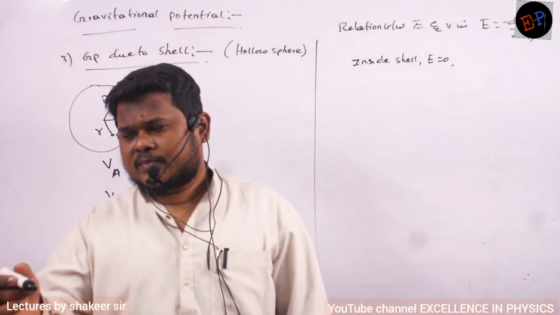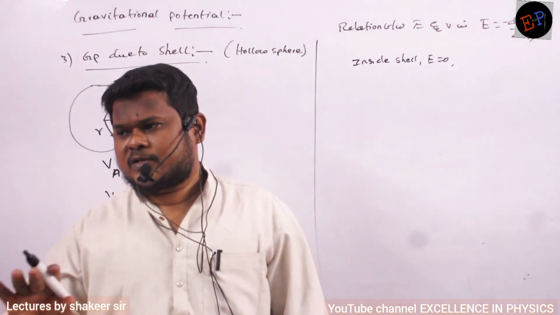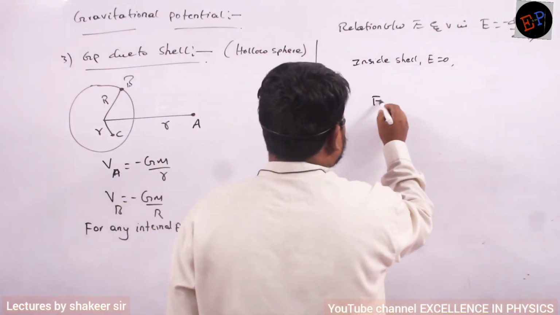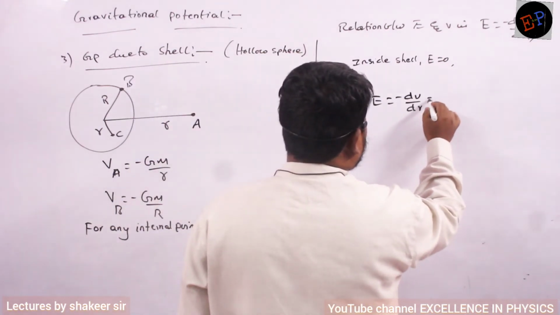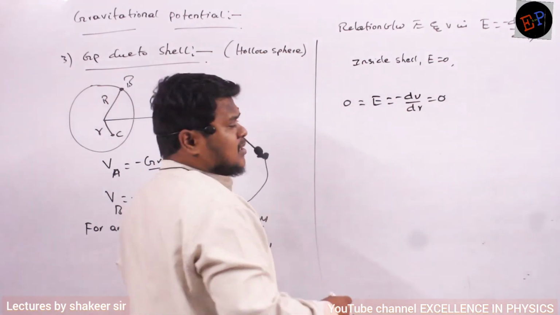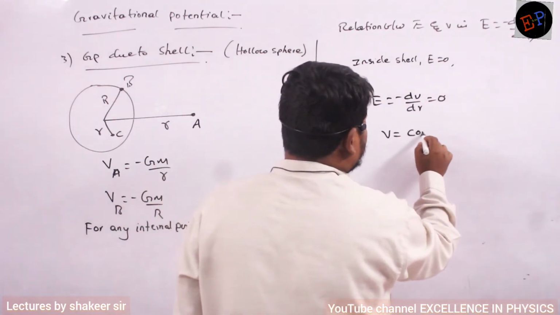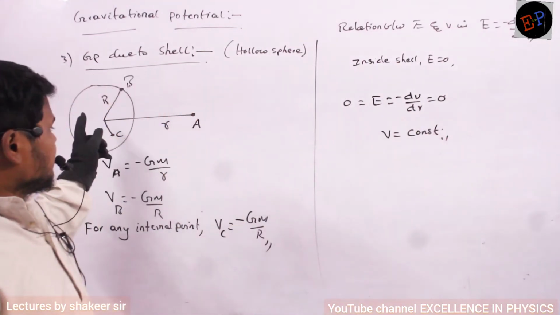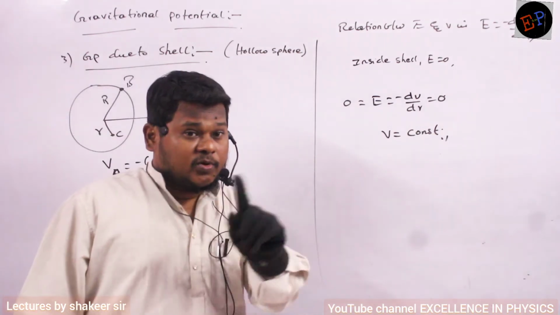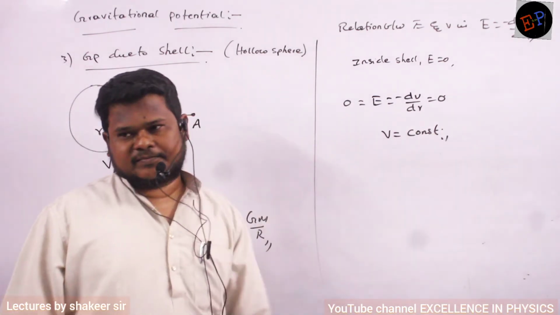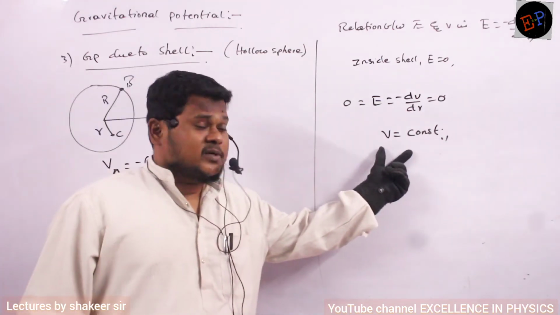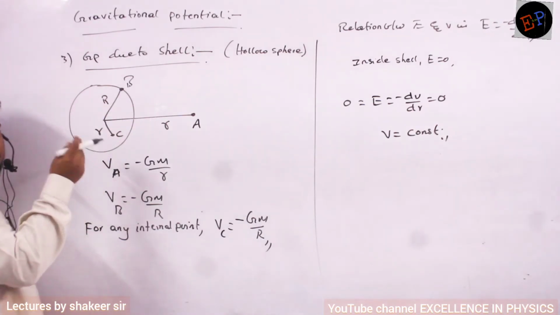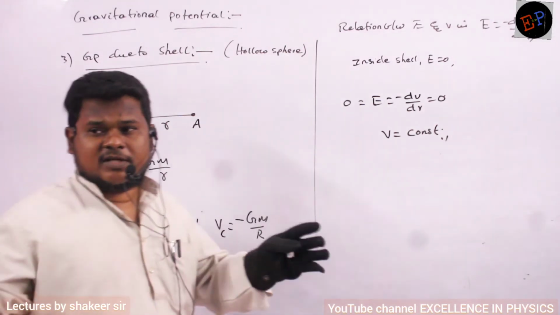Because if you take any point, the force acting on the point will be 0. Net force will be 0. So field also will be 0. So therefore, if E is equal to 0, then minus dV by dr also should become 0. And dV by dr can become 0 only when V is a constant. So based on that logic, we are saying that inside the hollow sphere, field is definitely 0. Potential is not 0. Potential is a constant. Understood? And how much will be that potential? What is the potential existing on the surface? The same potential will be present inside the total volume of the shell also.